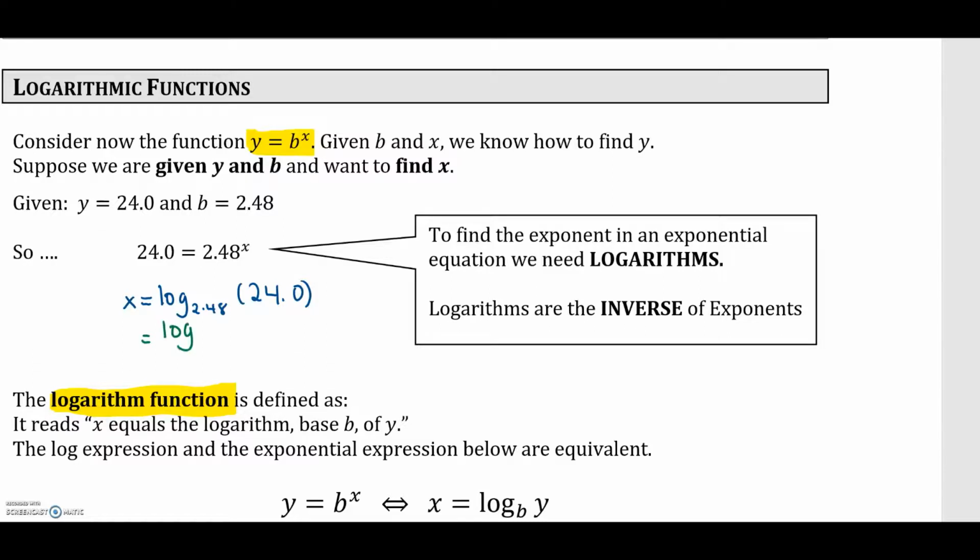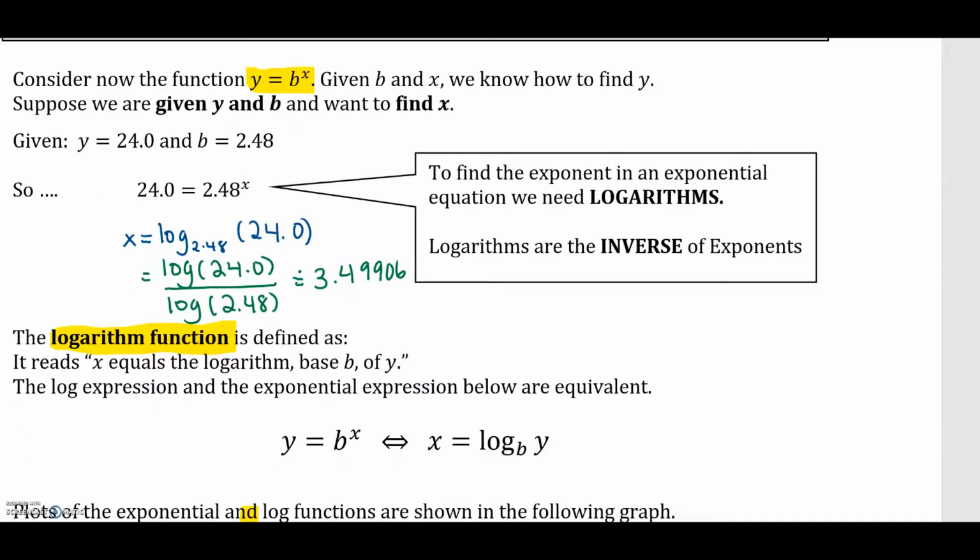And what we can do is evaluate this as log of base 10, so log of 24 divided by log of our base, which is 2.48. And we end up finding that it is equal to approximately 3.49906. Okay, so that is how we can evaluate a logarithm of a base other than base 10 or e. It's worth noting that we could have done the change of base formula using ln. So we could have done ln of 24 divided by ln of 2.48, and we would also arrive at the same answer.